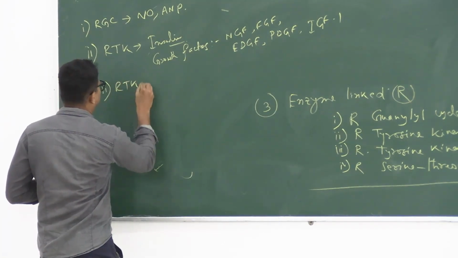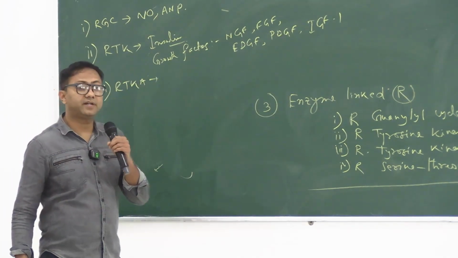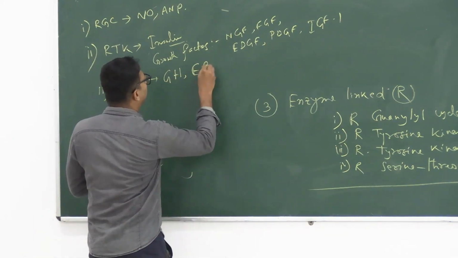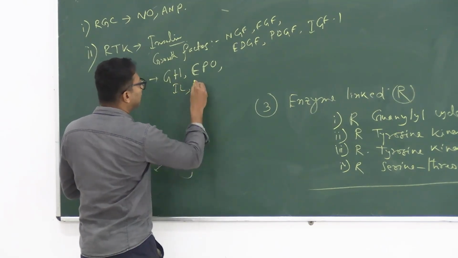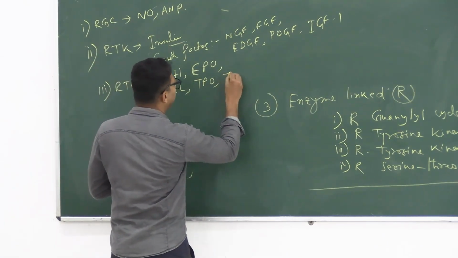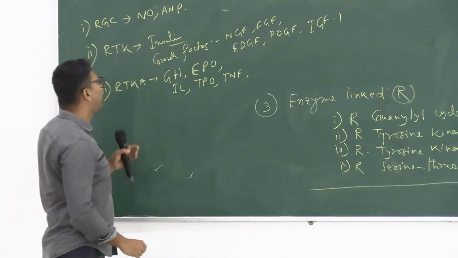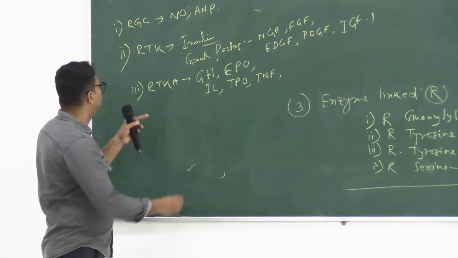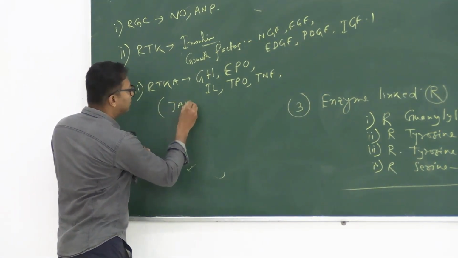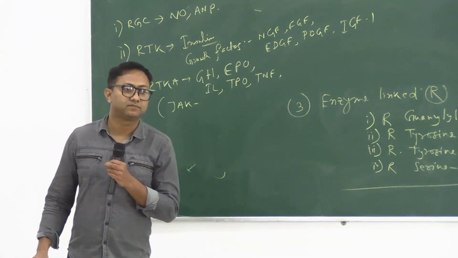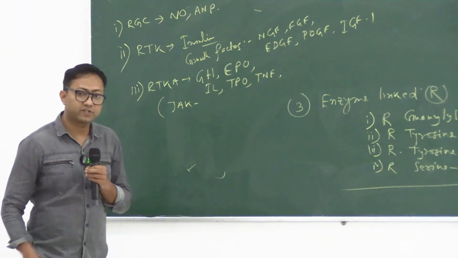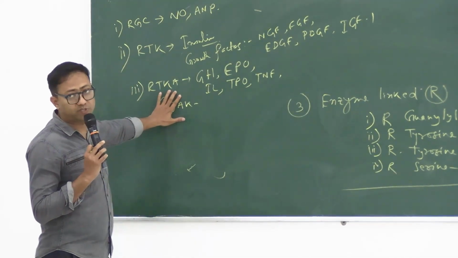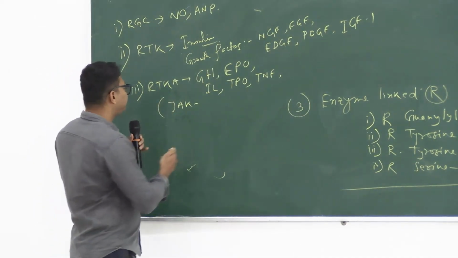Now RTKA is receptor tyrosine kinase associated. Here examples are growth hormone, erythropoietin, interleukin, thrombopoietin, and tumor necrosis factor. All these will come under RTKA, receptor tyrosine kinase associated. Here in RTKA there will be the JAK-STAT pathway. Have you heard the JAK-STAT pathway name? Very frequently it comes as a short note. So growth hormone acts through the JAK-STAT pathway, which is a part of the receptor tyrosine kinase associated receptor.